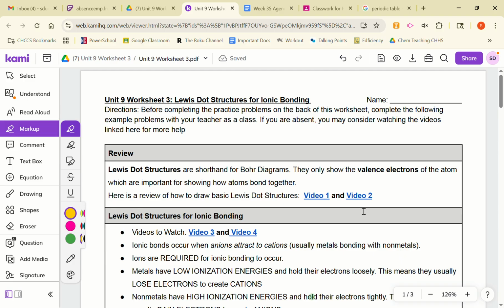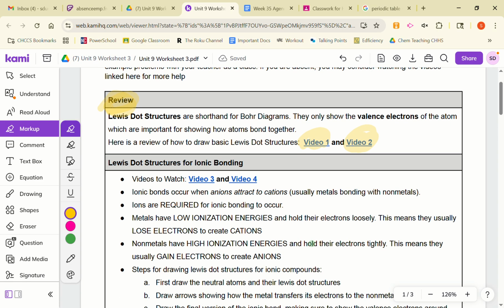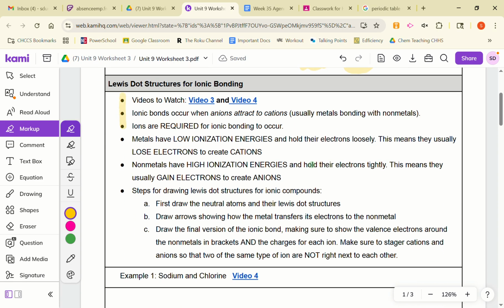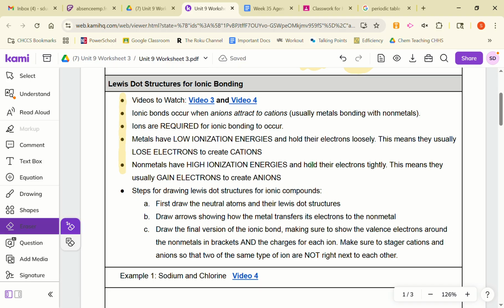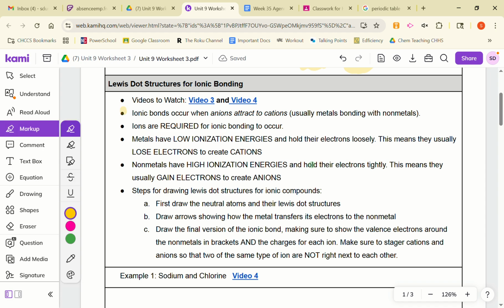Today we are focusing on Unit 9, Worksheet 3, where we are integrating our understanding of Lewis dot structures and ionic bonding together. So, I would recommend if you have a hard time drawing Lewis dot structures or missed that part, go back and watch video 1 and video 2. I'm going to go ahead and skip that. These bullet points are also a review, okay? Actually, that's not true. These bullet points are a review, so please go ahead and read those on your own.